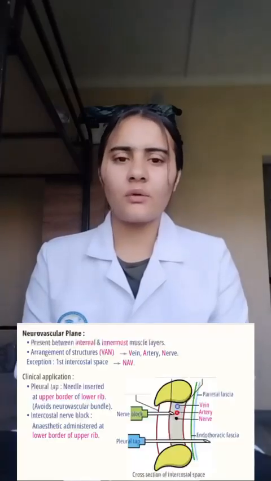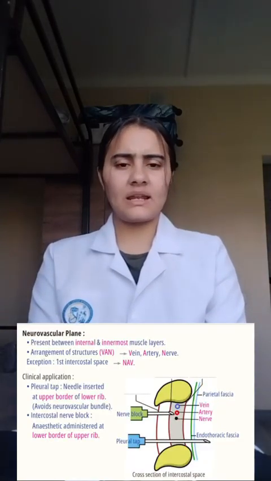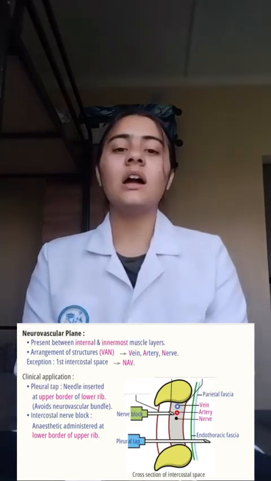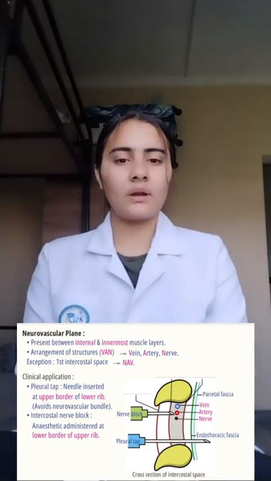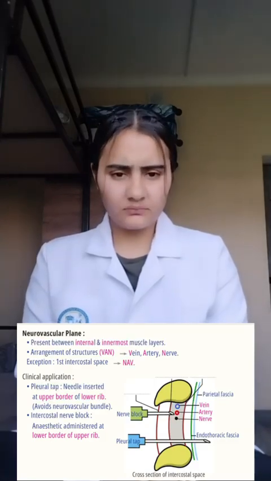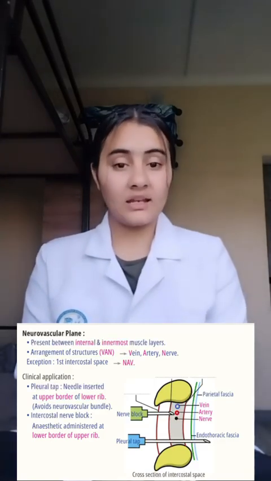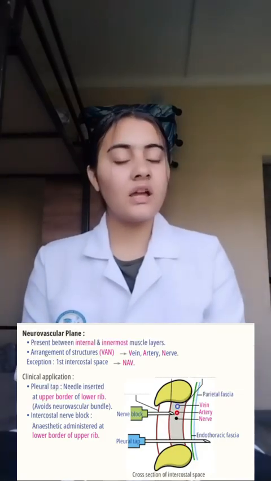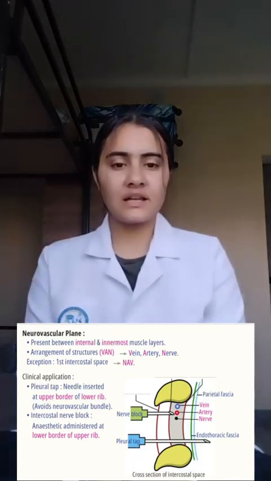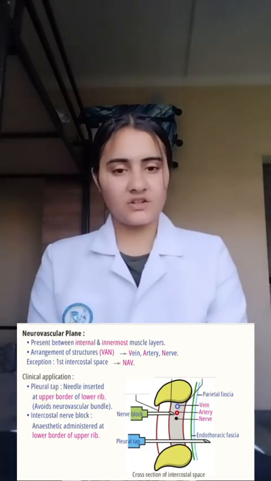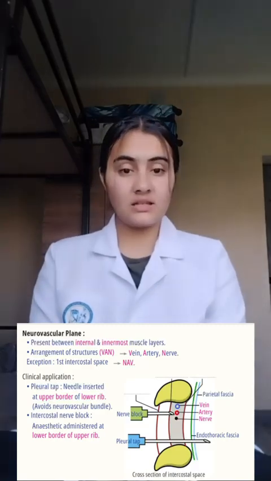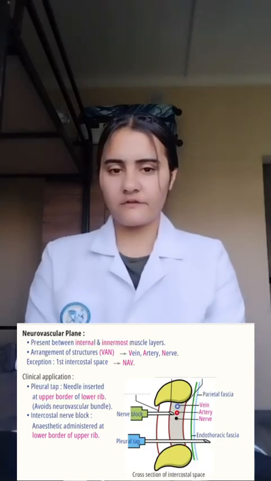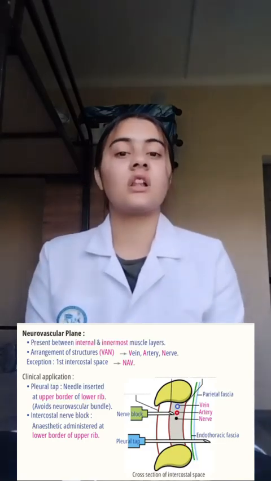Now we will talk about the neurovascular plane. The neurovascular plane is present between two muscles, the internal intercostal muscle and the innermost intercostal muscle. In this there is an arrangement of structures: the intercostal vein comes first, then the artery, then the nerve, which is VAN. There is an exception in the first intercostal space, where the structures are arranged in the order NAV, which means the intercostal nerve comes first, then the artery, and then the vein.